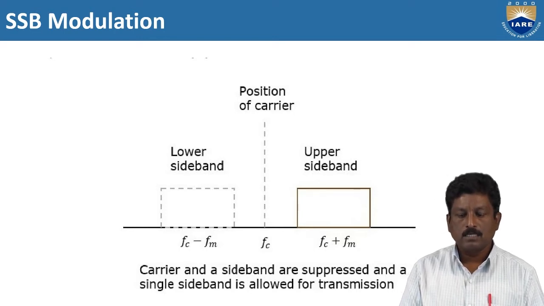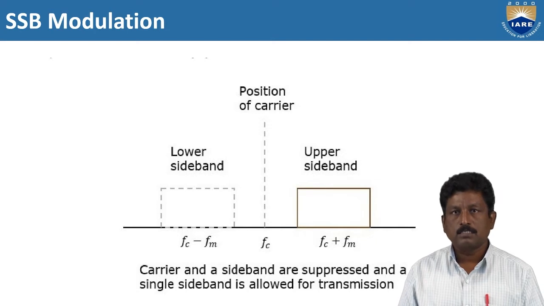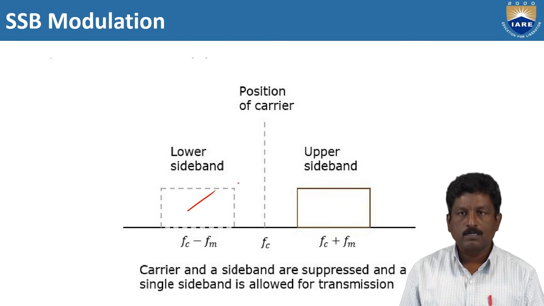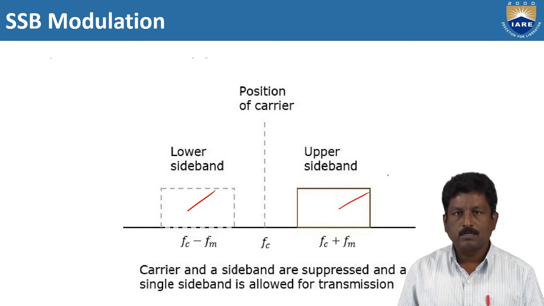Here you can see the SSB modulation method. It is a single sideband. We are transmitting, we are forwarding only one sideband. It may be the upper sideband or the lower sideband. Here you can see the two sidebands. This is the lower sideband. This one is the upper sideband. Based on our requirement or application, you can transmit any one of the sidebands, upper or lower.